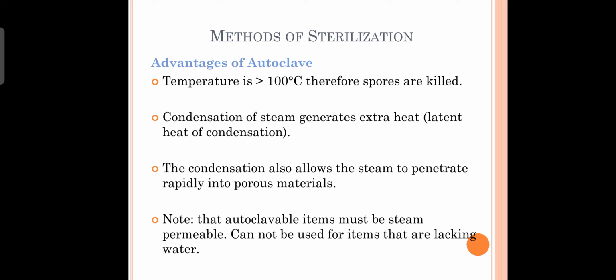Next we are going to see the advantages of the autoclave. The temperature will be more than 100 degrees, so all the bacteria will be killed. The condensation of steam generates extra heat. The condensation also allows the steam to penetrate rapidly into porous material. Autoclaved items must be steam permeable; it cannot be used for items that lack water.